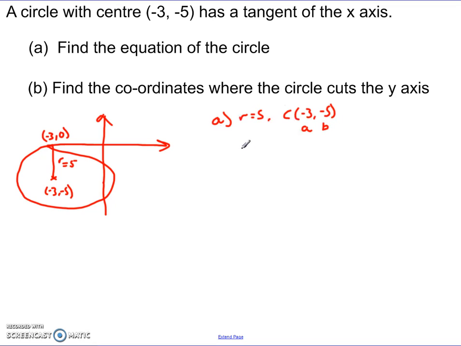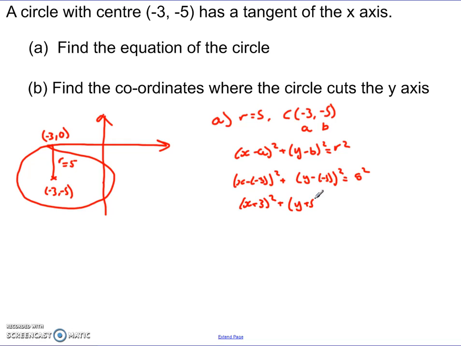It's now plugging it into the equation. So I know I've got the equation (x minus a) squared plus (y minus b) squared equals r squared. r is 5, so r squared is 25. Plug each of these in. I've got (x take away -3) squared plus (y take away -5) squared equals 5 squared. Now you simplify it. You never leave it in this form. I end up with (x plus 3) squared plus (y plus 5) squared equals 25. So there you go. That's the equation of the circle.